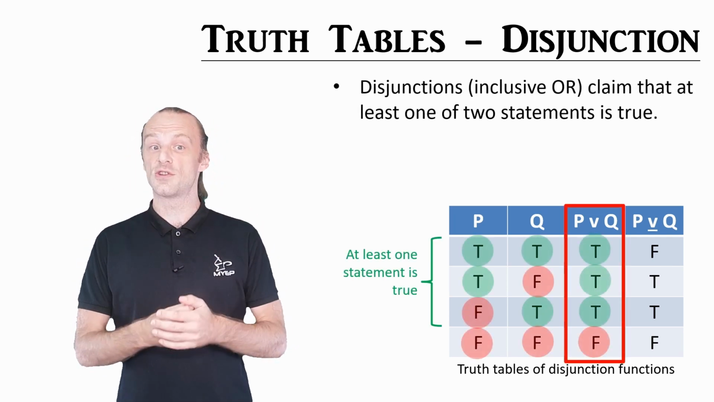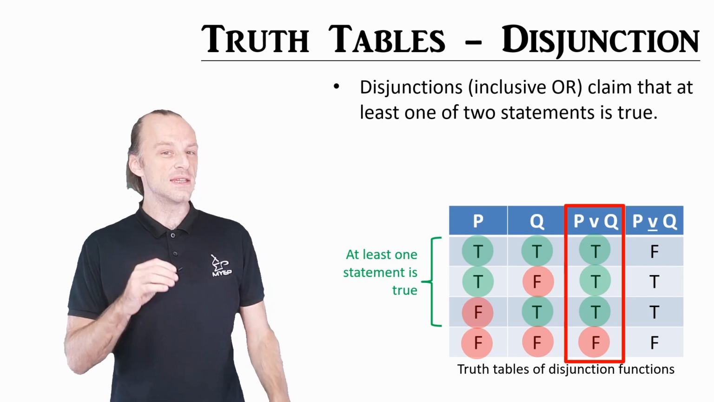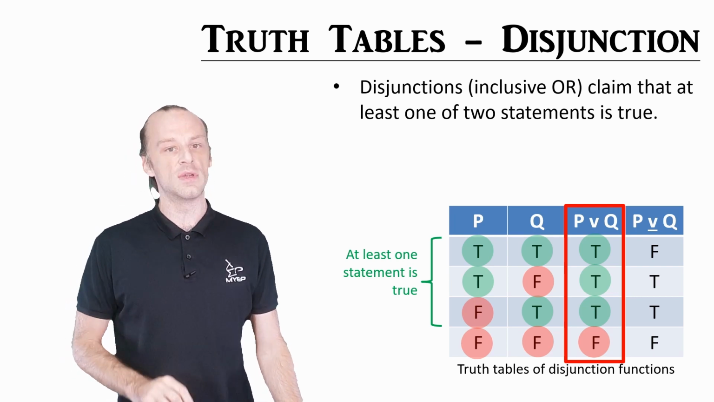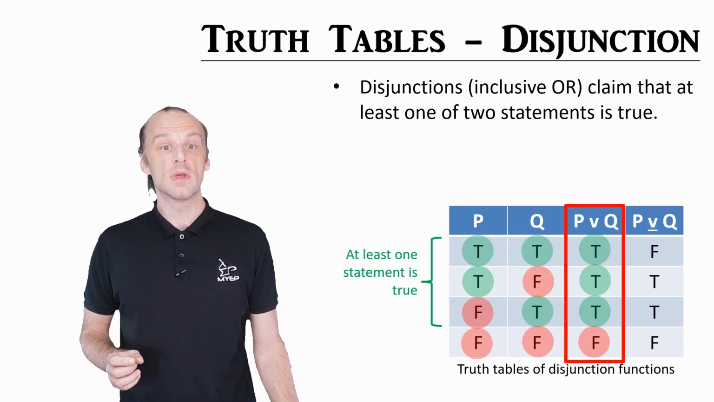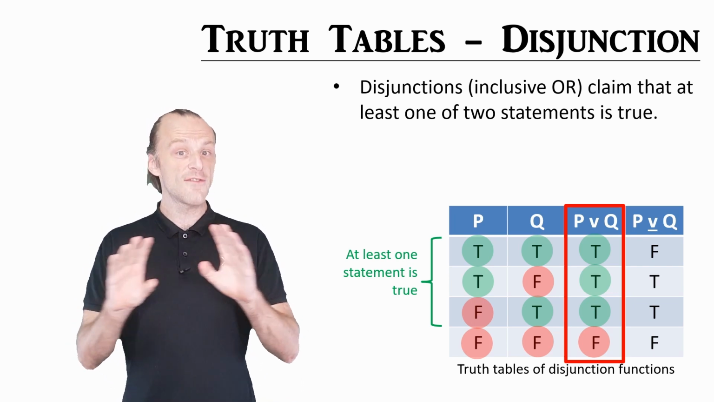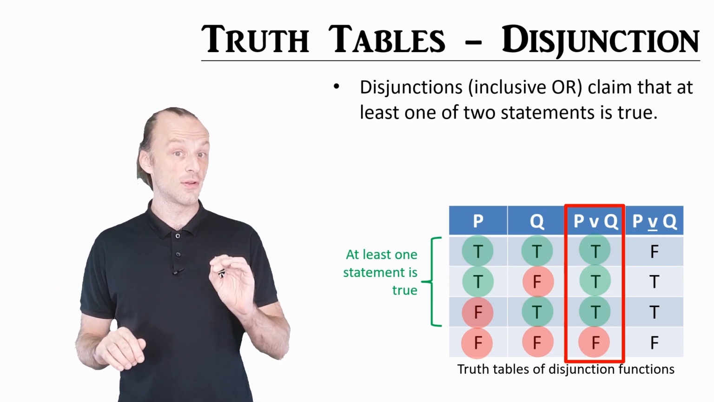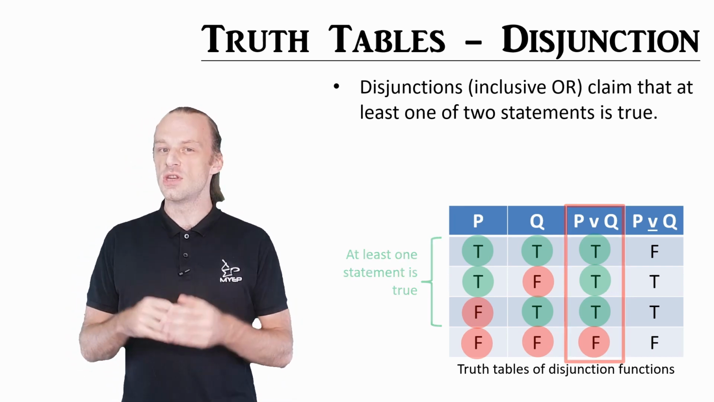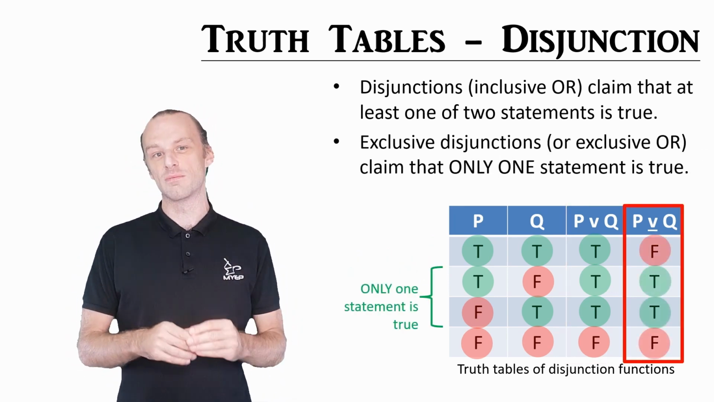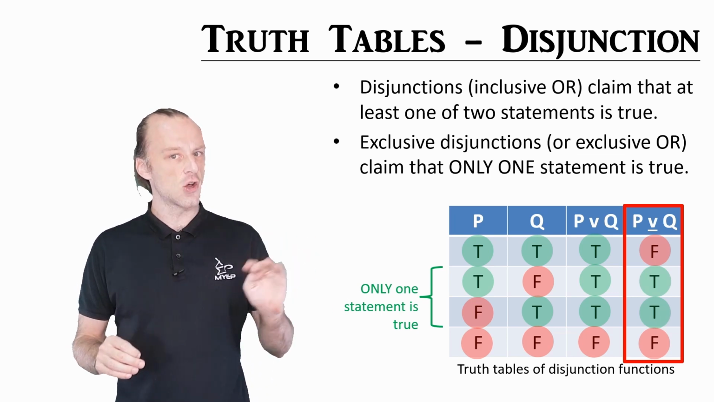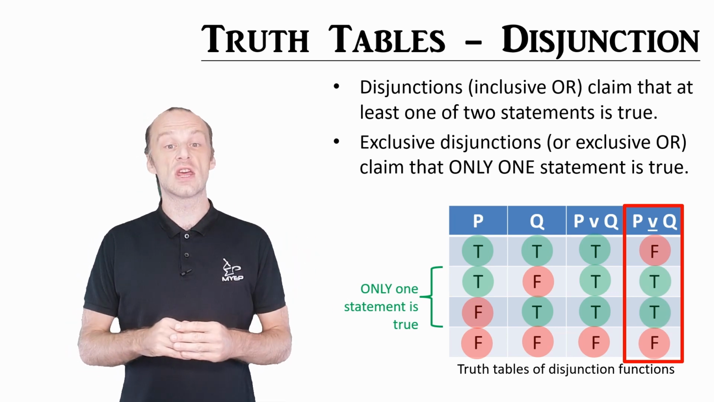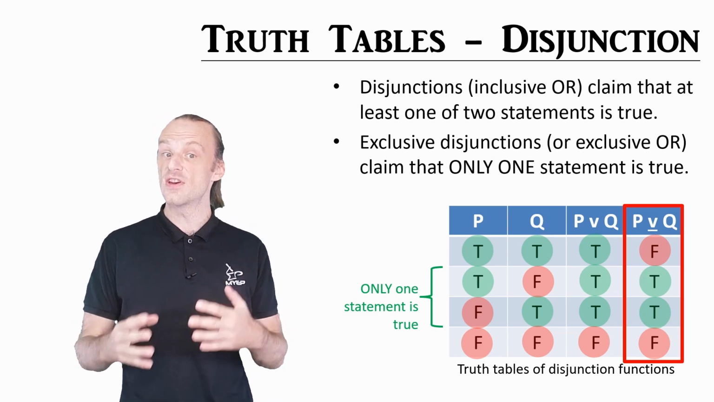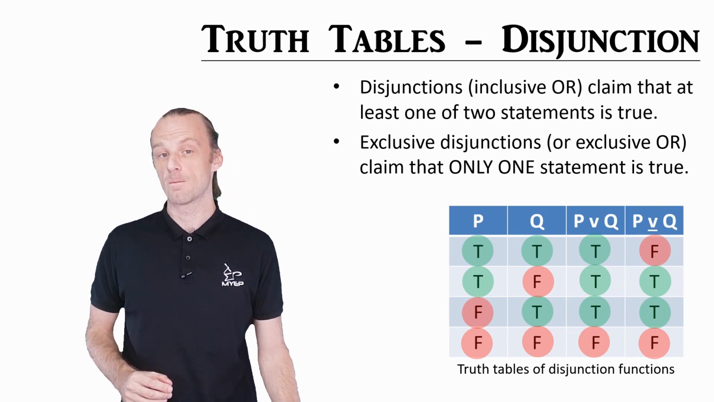An inclusive disjunction is the most common and says that at least one of them is true, but maybe both. So this statement is only false if both statements are false, which is on the fourth row. The exclusive disjunction is true if just one of the simple statements is true. It cannot be both. So the compound statement will be false on both the first and the fourth row.